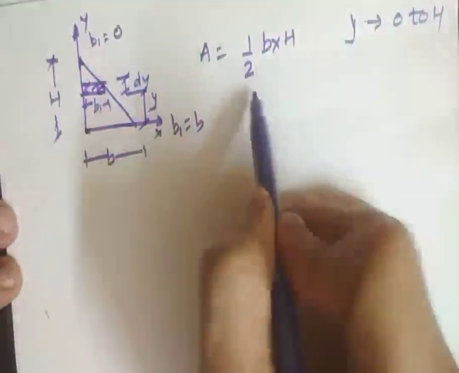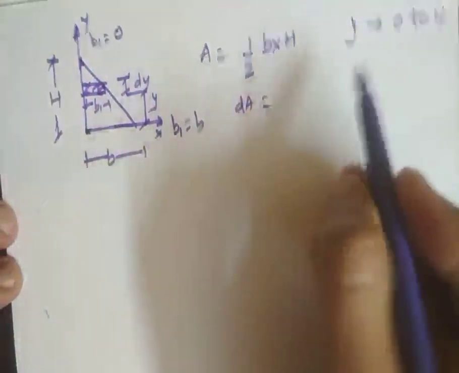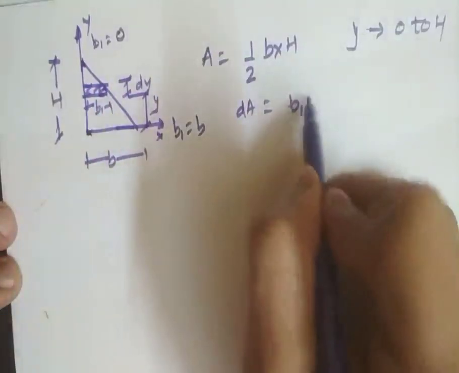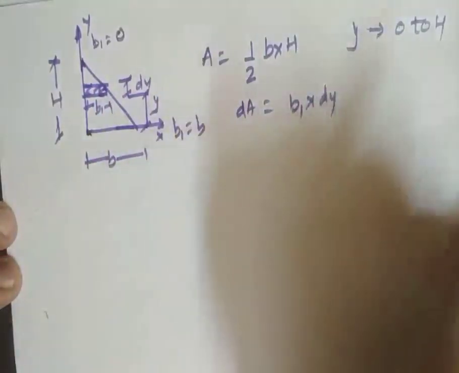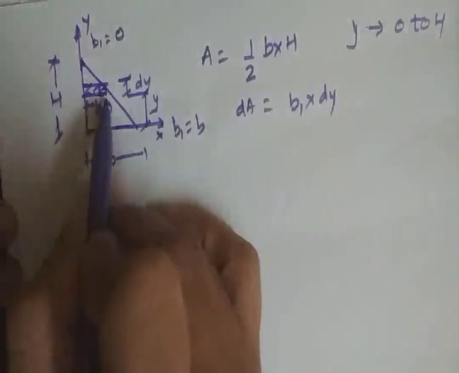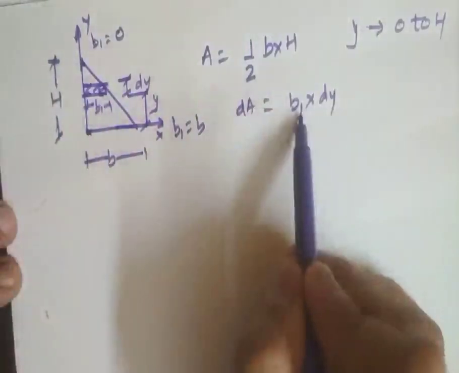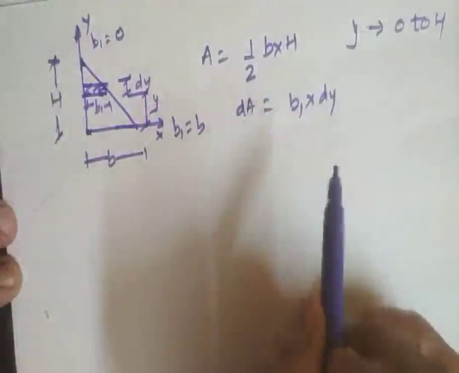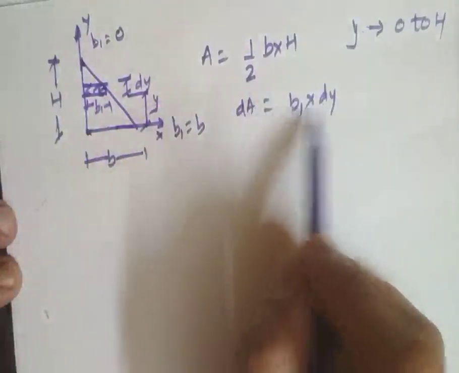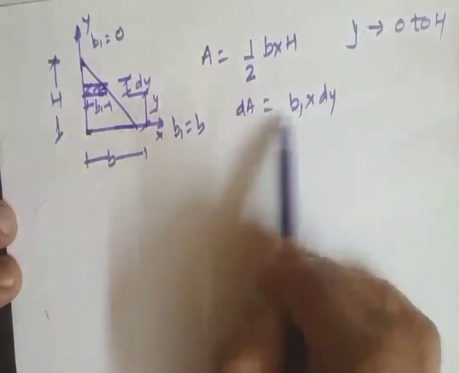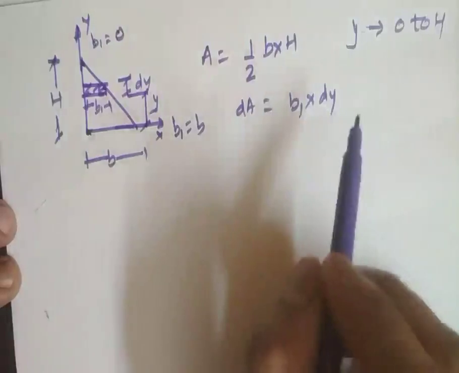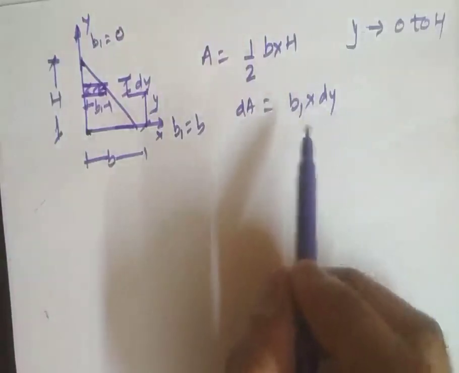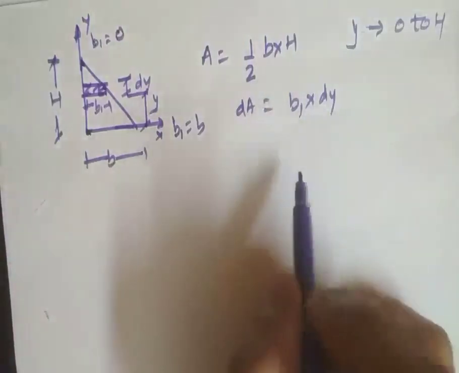Now to find the elemental area, dA will be equal to b1 into dy. That is nothing but a thin rectangular elemental strip whose base is b1 and thickness is dy. The area of a rectangle is base into depth, so the area of the elemental strip will be b1 into dy. So this is the area of the elemental strip.